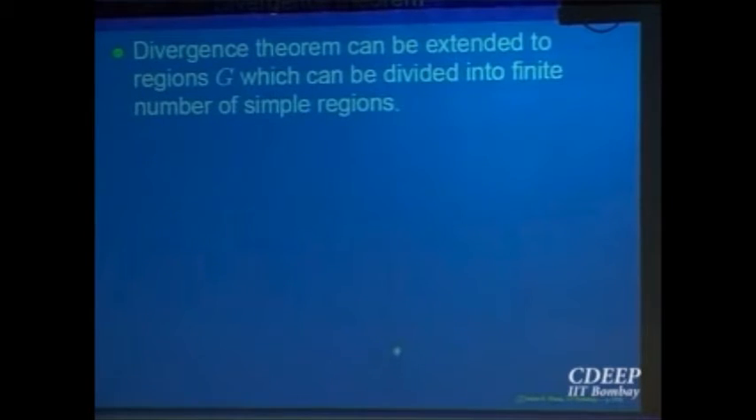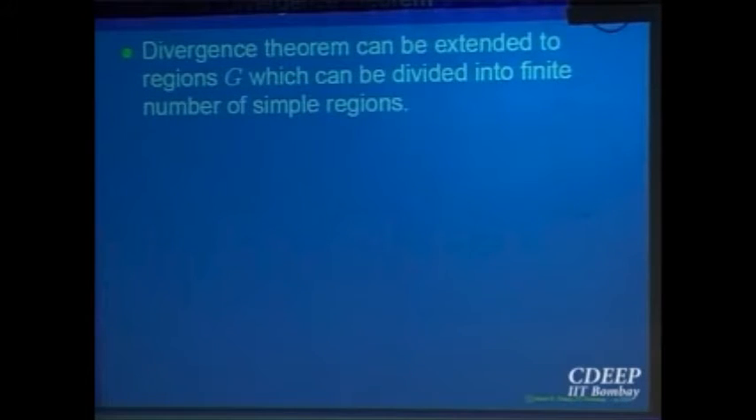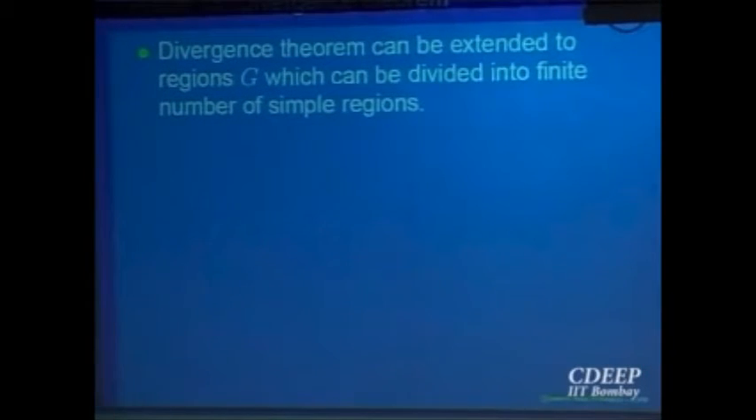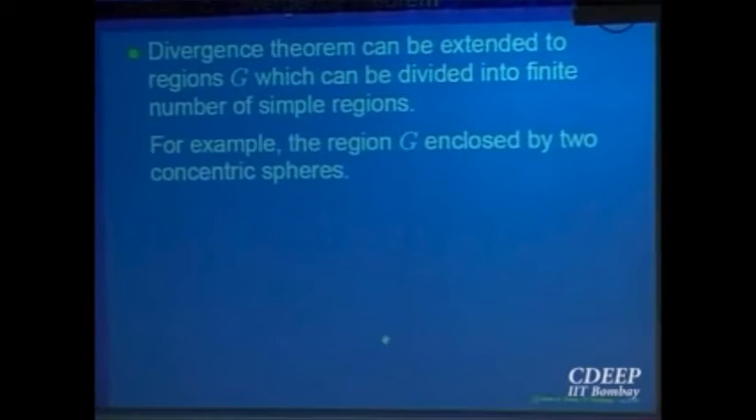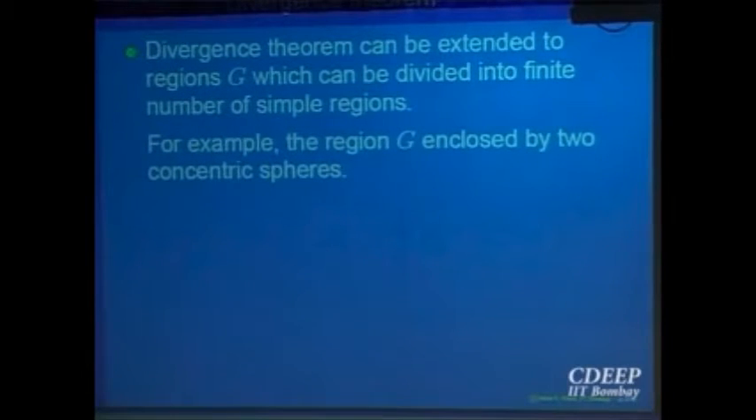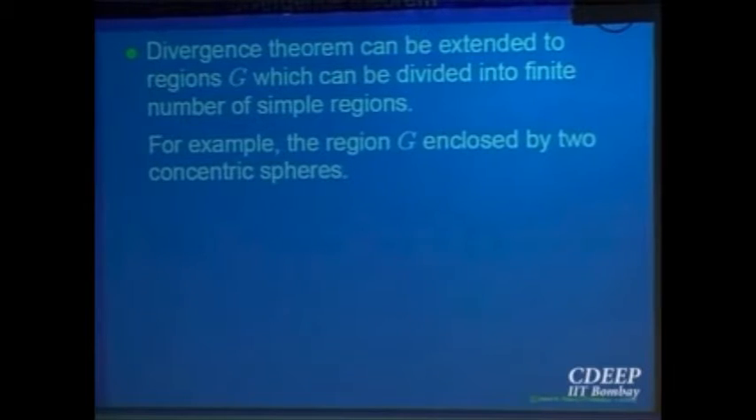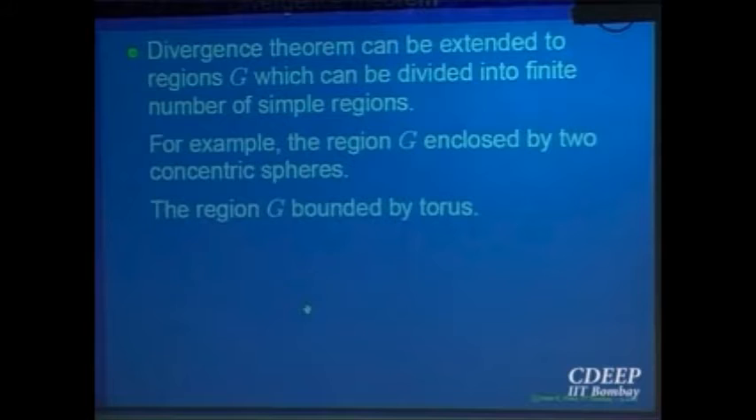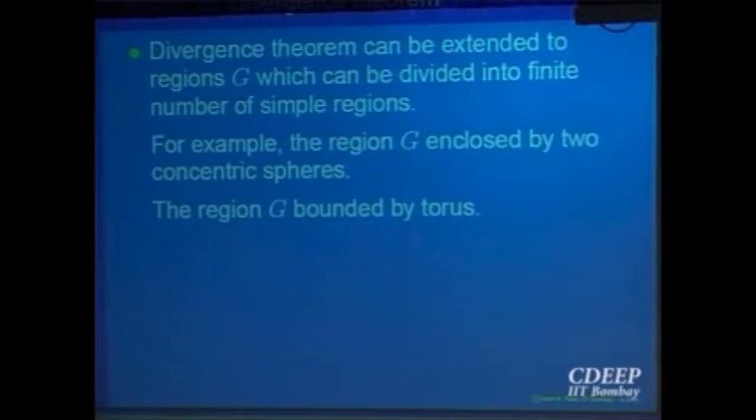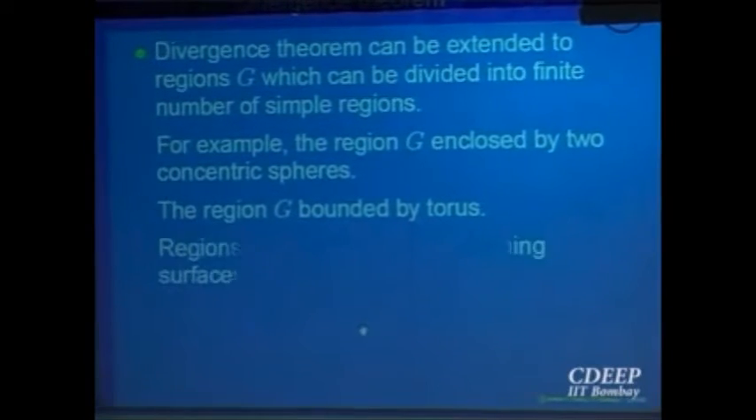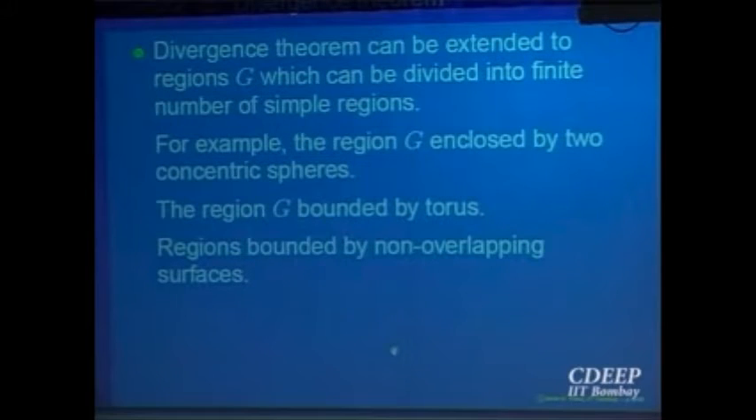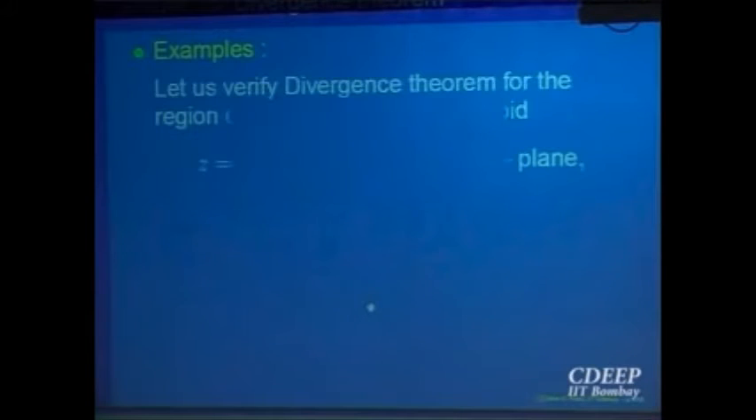We were looking at extensions of this theorem to various other domains. We proved this theorem only for simple regions. Then we said the regions which you can patch up by simple regions, you can extend to them. So the region enclosed by concentric spheres is another type of region where it is applicable. The torus, the region enclosed inside the cycle tube. Basically, the non-overlapping surfaces is the one where it should be applied.